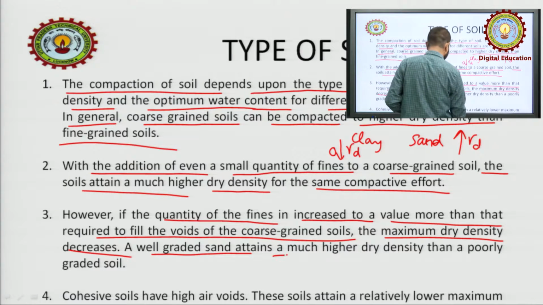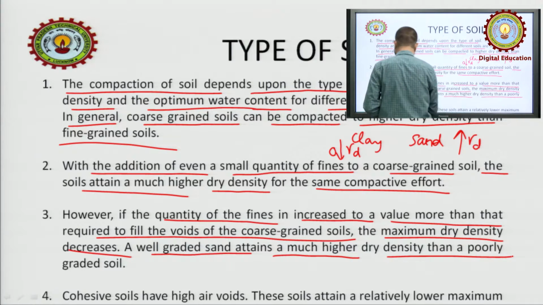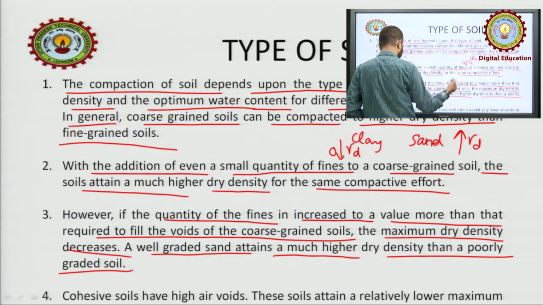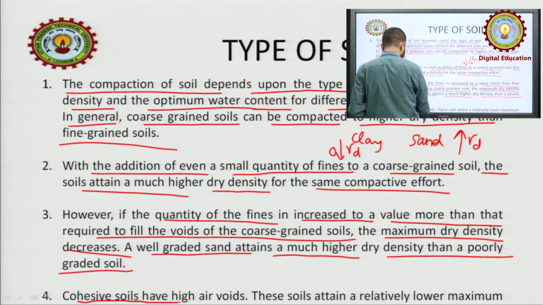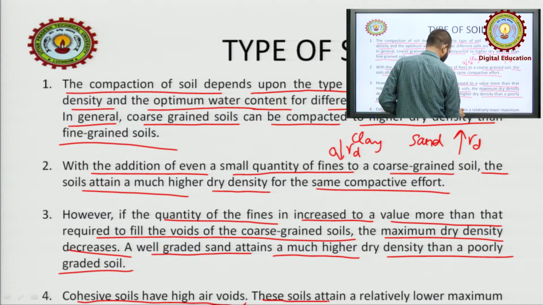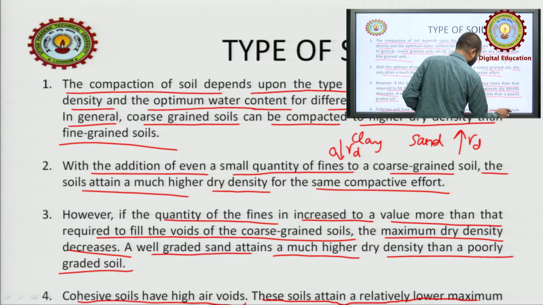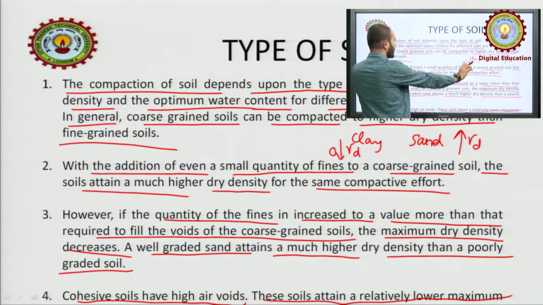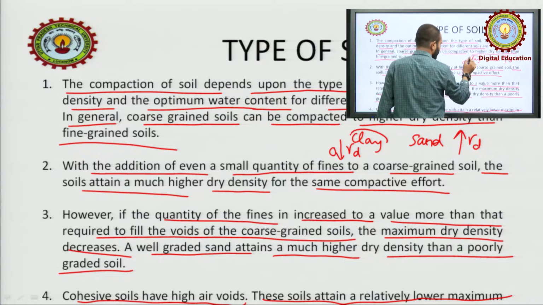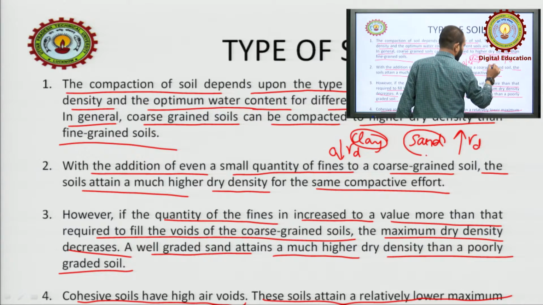A well graded sand attains a much higher dry density than a poorly graded sand soil, as I showed you in the diagram. Cohesive soils have high air voids. These soils attain a relatively lower maximum dry density. Okay, cohesive soil, obviously I told you that it will have lesser and this will have higher.